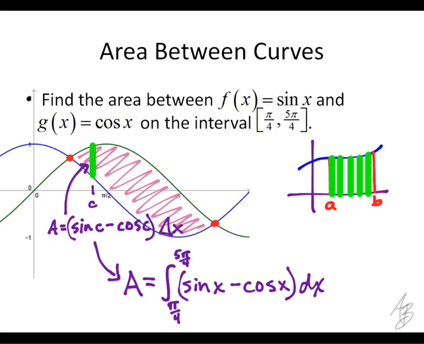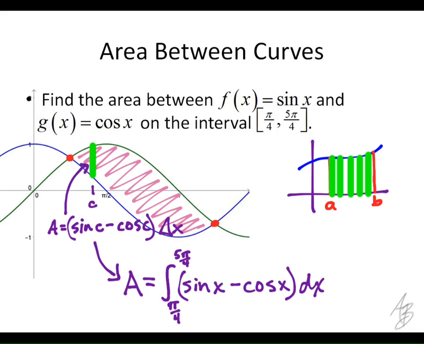If we wanted to do something like from 0 to pi over 2, we would have to do two separate ones. We would have to do one where we do cosine minus sine over here, and one where we do sine minus cosine over here. So we would have to break that up.